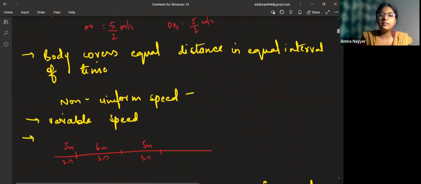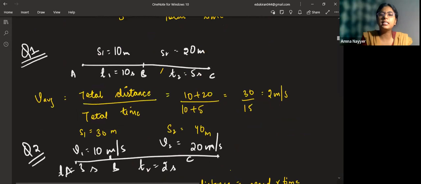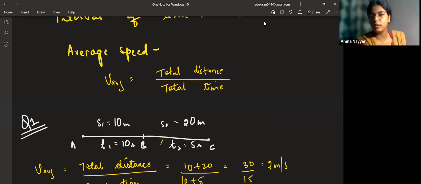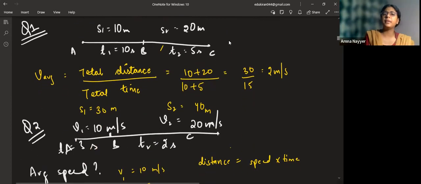This was uniform and non-uniform, which we had seen. The basic formula of speed is distance by time. Average speed becomes total distance divided by total time. Now look, this was a basic question which we had seen. S1 is 10 meters, S2 is 20 meters, T1 is 10 seconds, T2 is 5 seconds, and we had calculated the average speed.